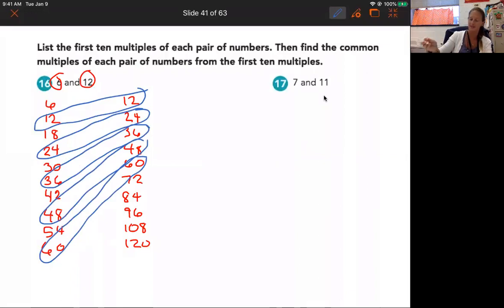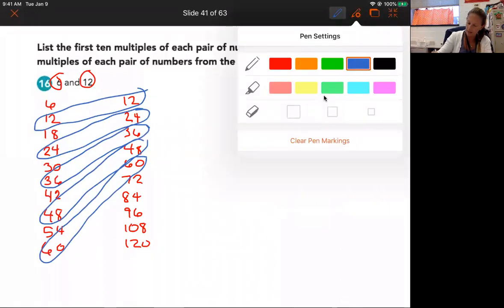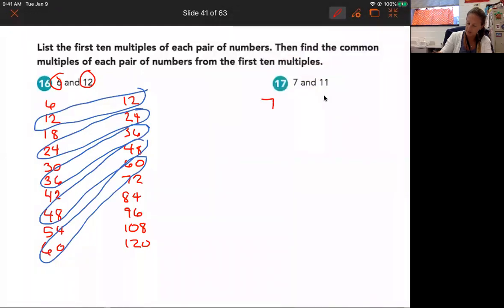so that makes sense. For 7 and 11, now list them out. So you've got 7, 14, 21, 28, 35, 42, 49, 56, 63, 70, and 77. I think I might have done one extra.